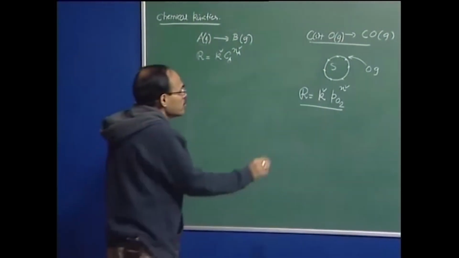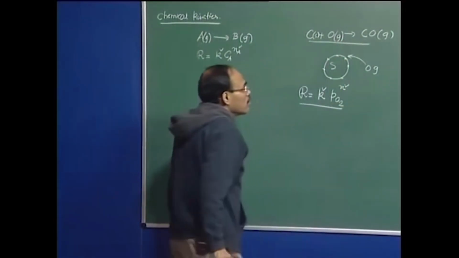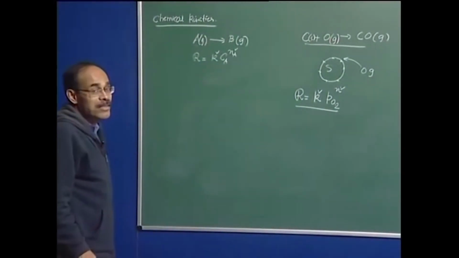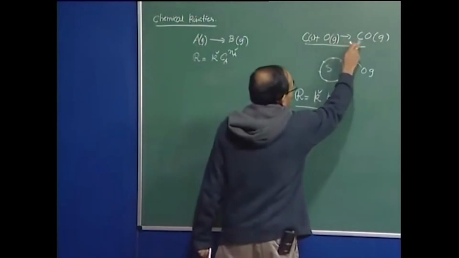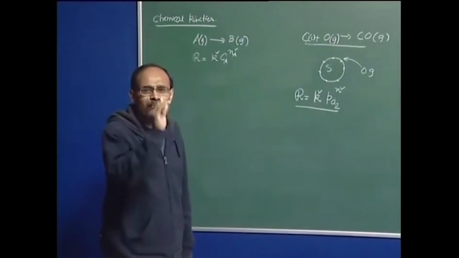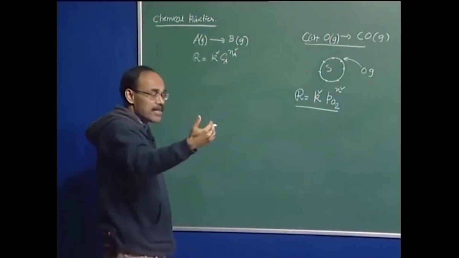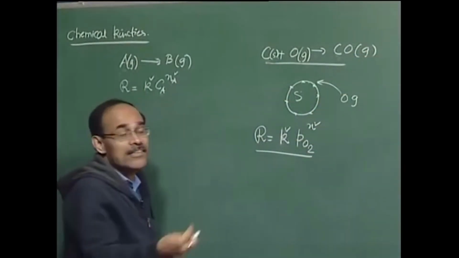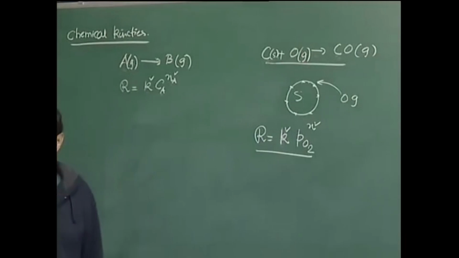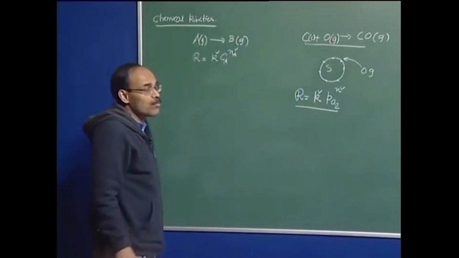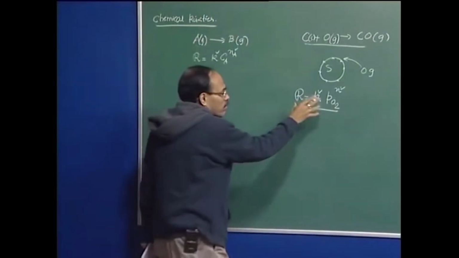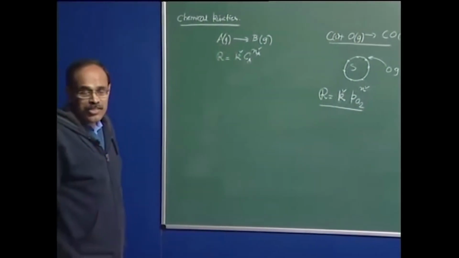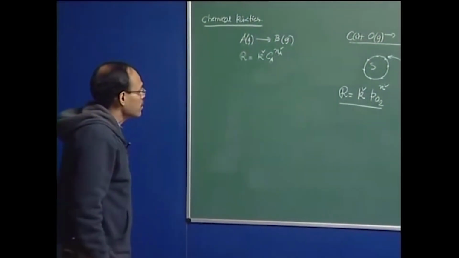Now, the equation I have shown, going from left to right, is the spontaneous oxidation of carbon to carbon monoxide. However, if this equation is approaching equilibrium, that means there is a reverse reaction rate also. In that case, the overall rate of the reaction is the rate of the forward reaction minus the backward reaction. In that context the expression becomes a little more complicated, because we have to deal with two different rate constants, a forward rate constant and a backward rate constant.